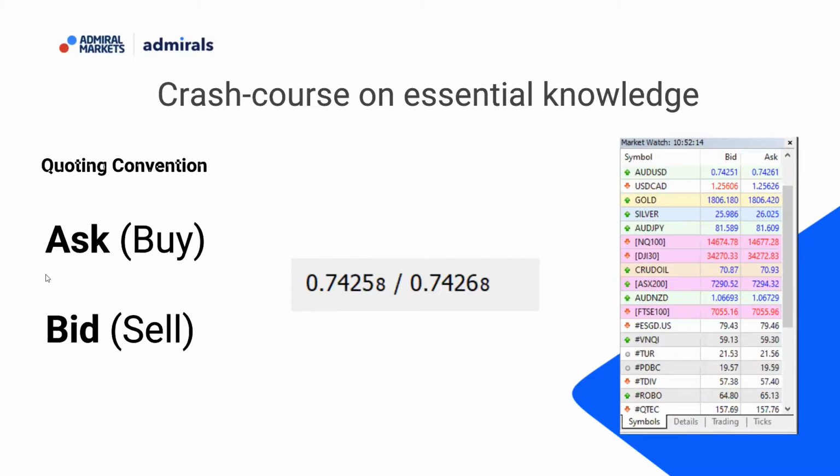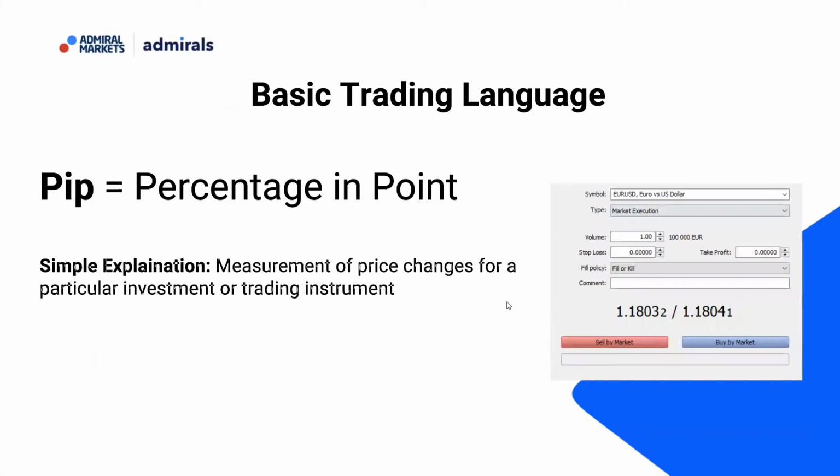All right, so ask and bid: if we subtract the two, the buy and the sell prices, we'll have a small difference, which is our spread. Essentially, we could look at that like a brokerage fee for a lot of instruments, because there are no commissions when you trade on the Admirals account. Now, the next step is the percentage in point, affectionately known as the PIP. For those of you who aren't aware what a PIP is, it's simply how we measure price changing. For any particular investment or trading instrument, it's how we determine how much price moved.